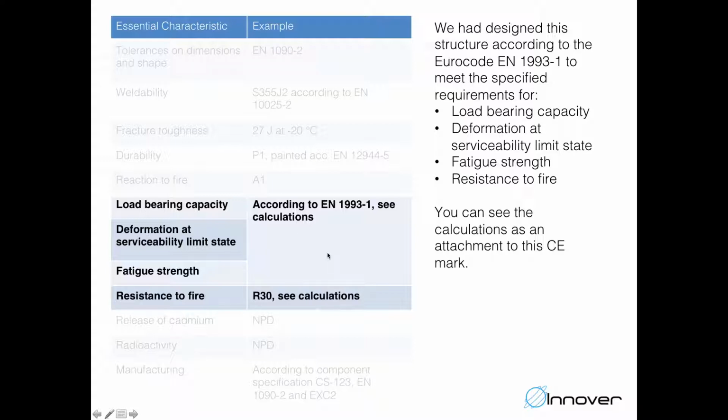But here basically the manufacturer is declaring that this product has been designed according to Eurocodes. There is more to this than just saying that it's been designed to the Eurocodes. It's also saying that the design was done by a competent designer, but that's probably a little bit too detailed at this point, so we're just going to be saying that the structure was designed according to the Eurocodes.